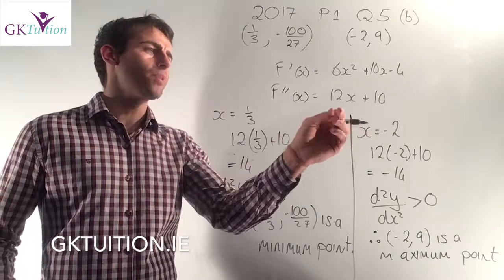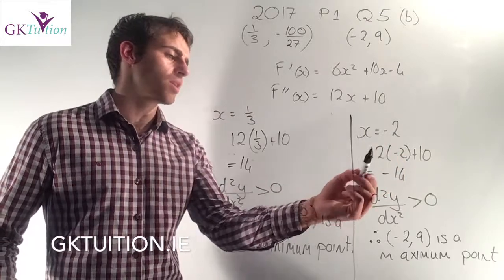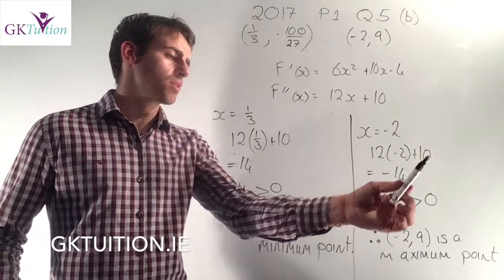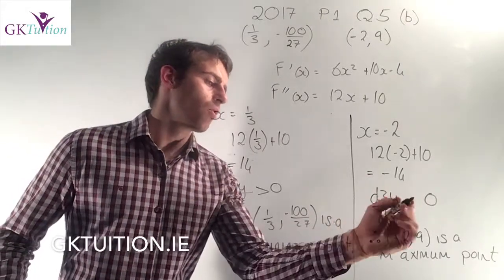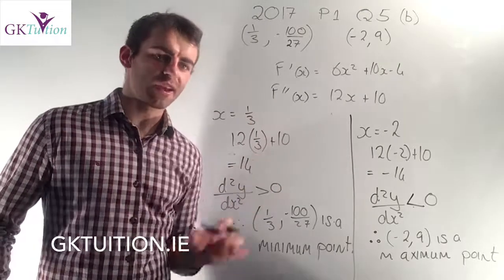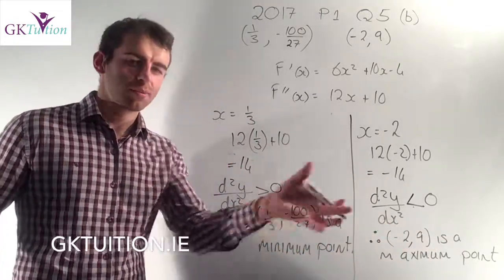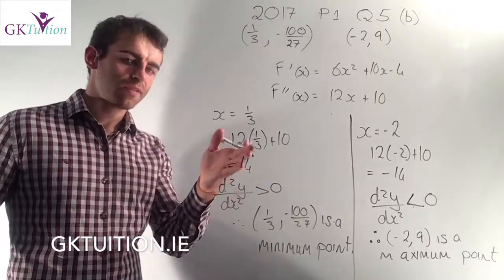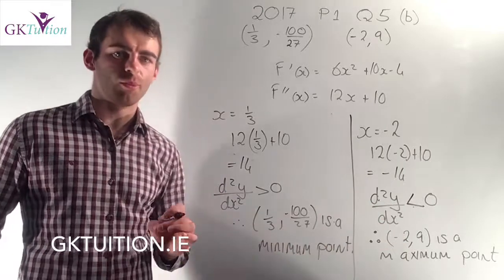As opposed to the opposite happened when we subbed in x equals -2. When I subbed in x equals -2, I got 12 times -2 plus 10, which is -14. So in this case, I worked out that the second derivative was less than 0. If the second derivative is less than 0, that means it's a maximum point. So it's probably the opposite of what you would think. If the second derivative is greater than 0, it's a minimum point. If it's less than 0, it's a maximum point.